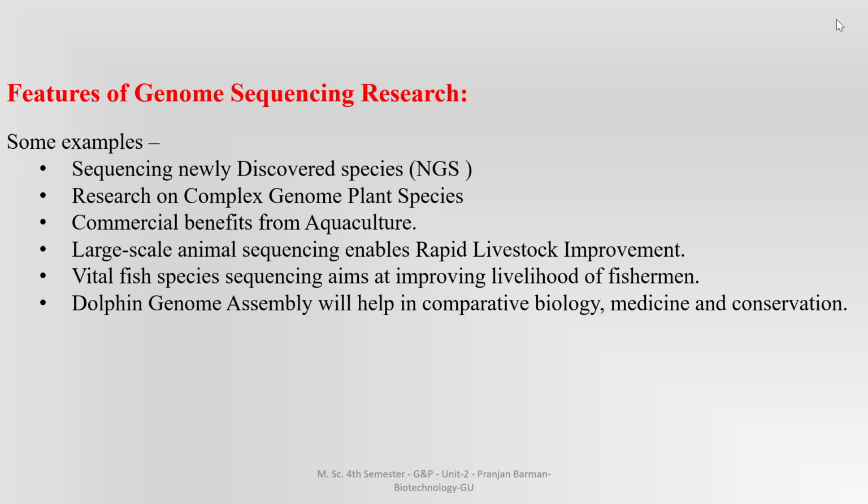Large-scale animal sequencing enables rapid livestock improvement. We need more milk, more meat, so genomics can be an application for improving these species. Dolphins are being studied to help in understanding a few things in humans through comparative biology, and it may help in medicine and conservation also.